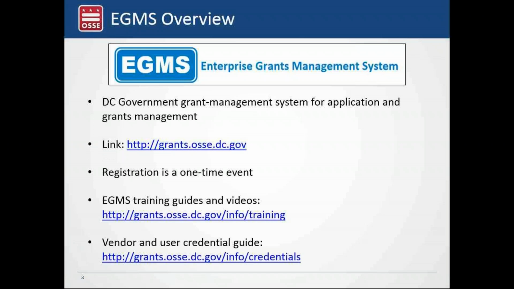Okay, so EGMS. We use the system across district government. It's both for applying for grants, and then if you receive the grant, for managing the day-to-day grant, for looking at your legal terms and conditions, for submitting reimbursement requests and monitoring your payments and what we call your burn rate, how you've spent against your budget. This is the link that you should really use, grants.ossi.dc.gov.